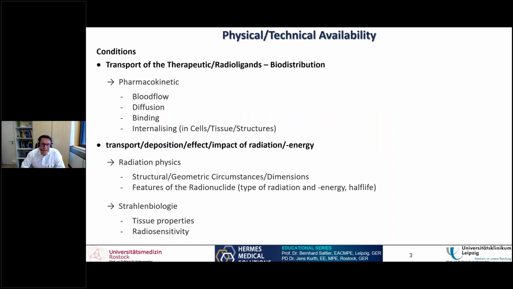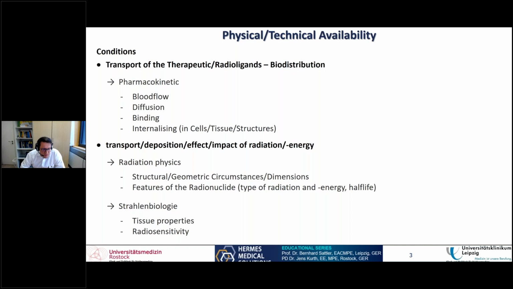So, what is the physical and technical availability? We have conditions, of course: the transport of the therapeutic radioligands and the biodistribution, that is pharmacokinetics, blood flow, diffusion, binding, internalizing in cells, tissues, or structures. Then we have to consider the transport, deposition, effect and impact of radiation energy, and that is radiophysics: structural and geometric circumstances and dimensions of the structures we want to irradiate, and the features of the radionuclide, the type of radiation, energy and half-life, and of course radiation biology.